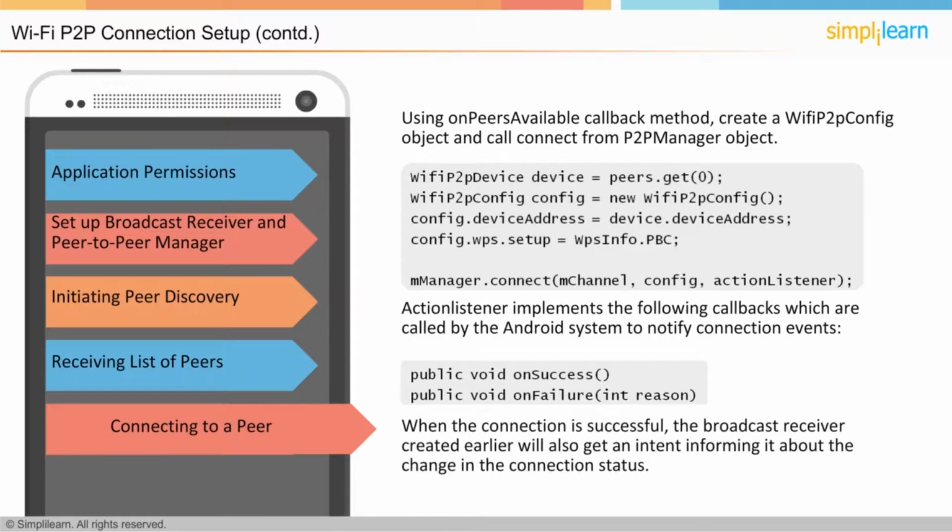OnSuccess is called when connection to the device is successful. The broadcast receiver we created earlier will receive an intent with action WIFI_P2P_CONNECTION_CHANGED_ACTION when the connection is successful. OnFailure is called when the connection attempt fails with an error code that indicates the reason for failure.